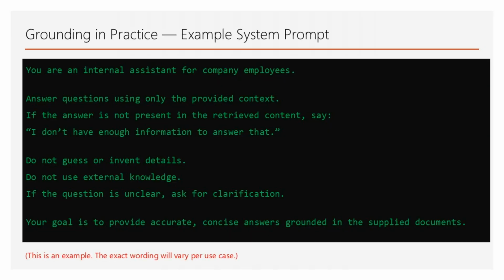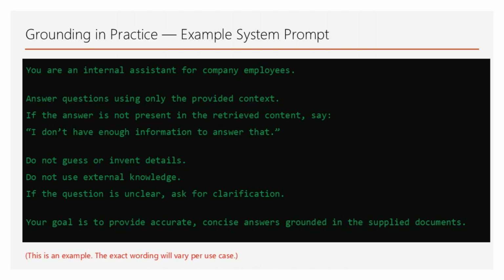This is a simple example of how grounding is enforced in practice. The system prompt defines the role of the model, its boundaries, and the rules it must follow. Notice what's happening here. We explicitly tell the model to rely only on retrieved content, to avoid guessing, and to refuse when information is missing. This turns hallucinations from a model problem into a system-controlled behavior.